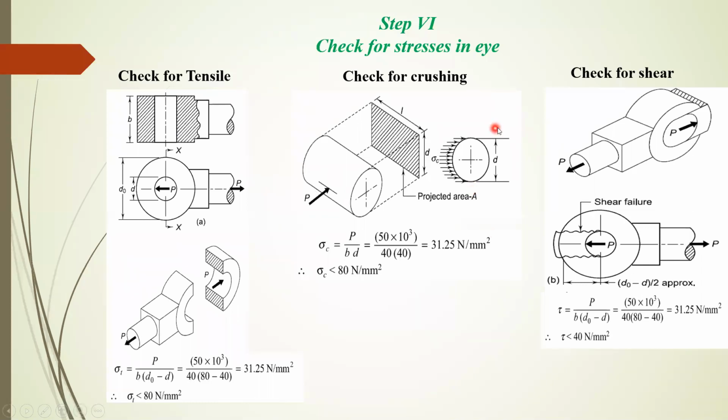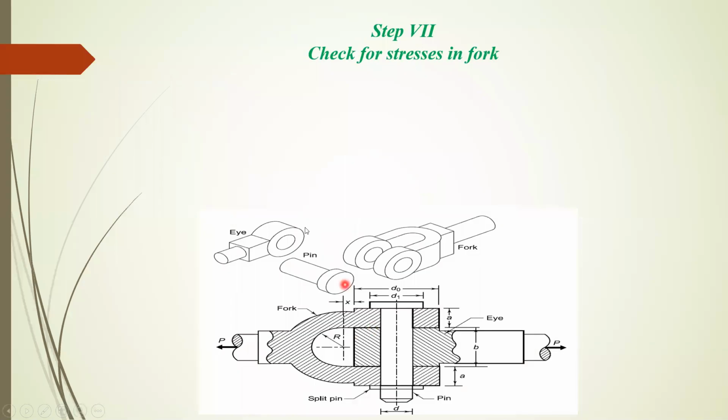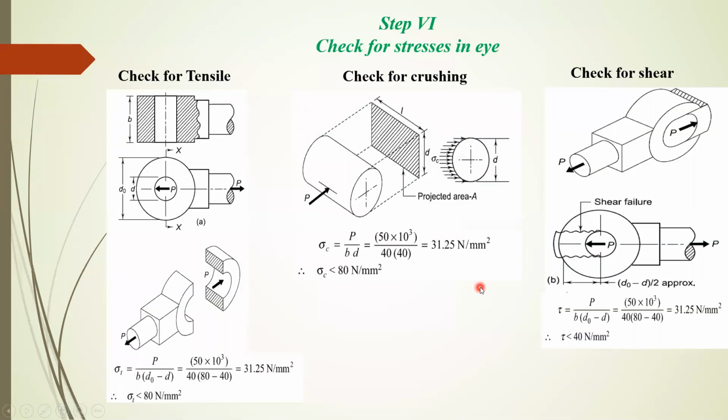Similarly, we have to check the design for the fork also, whether the stresses induced in the fork are within limits. What is the difference between the stresses developed in the eye and the fork? In the eye section we use dimension B. You can see here, I will show previously, in all the stresses dimension B is there. Here B is there, and here B is there.